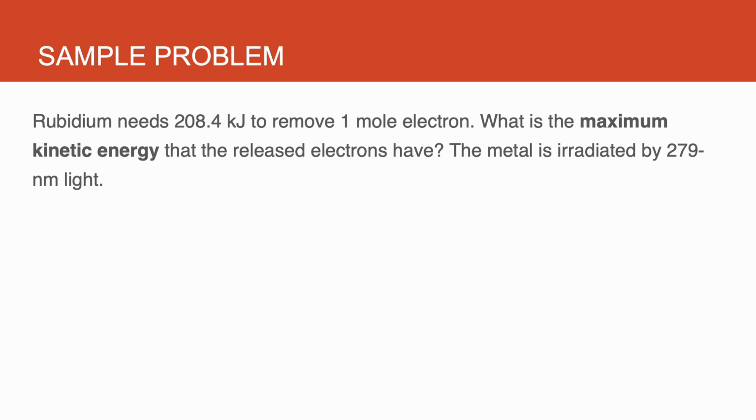We asked for the maximum kinetic energy, so KE is what we are looking for, that was released when a metal was irradiated with 279 nanometers of light. Okay, rubidium, this is your work function, needs 208.4 kilojoules to remove 1 mole of electron. Okay, pause the video and try answering.